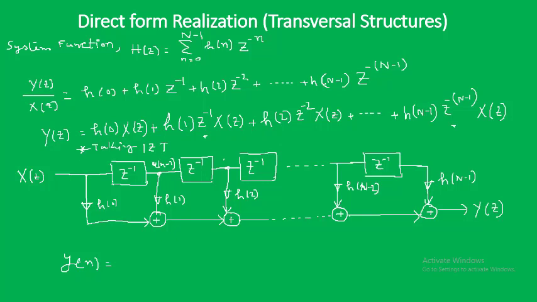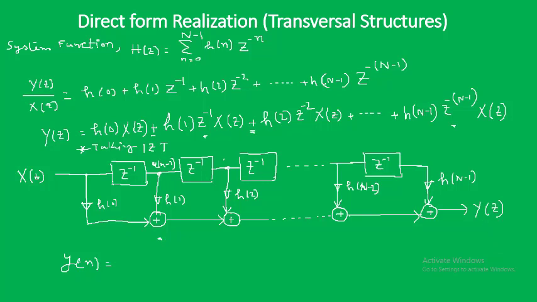h of 0 from here, so this is 1, followed by the next one, h of 1, h of 2. Like that we will be putting all the weights or the filter coefficients, and we need to add them up. So here we have the addition symbol, that is why we are using adders. At the end we are getting the output.